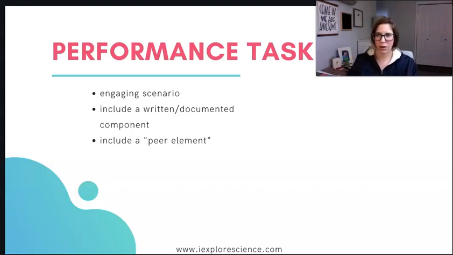And I will make a total confession. I have used that phenomenon on an assessment. So I'm not saying that every single phenomenon you use in your classroom or on an assessment needs to be amazing.